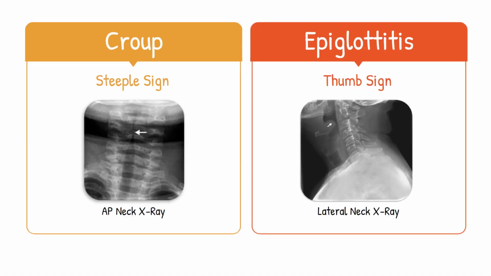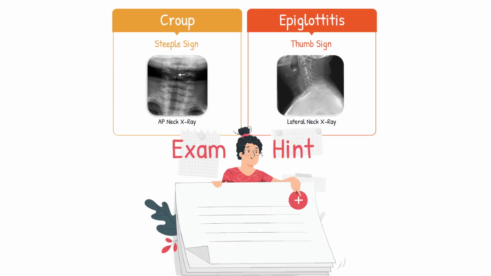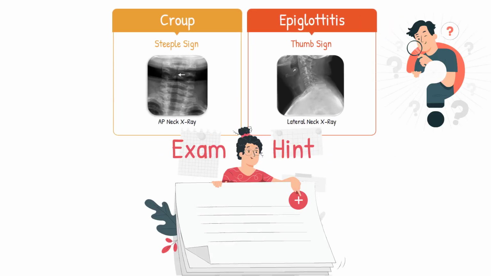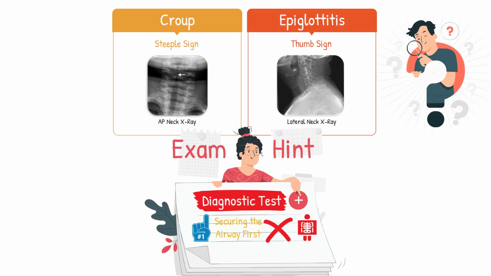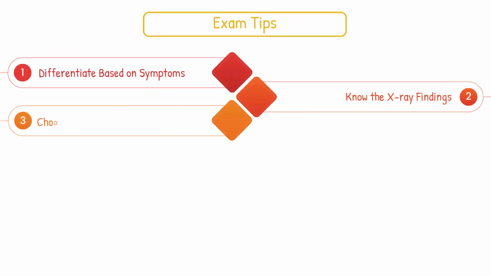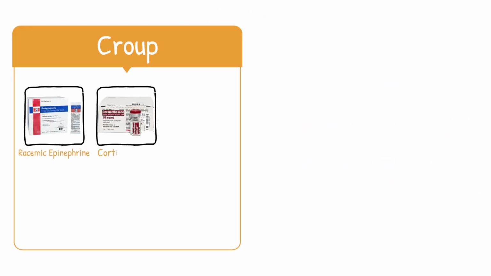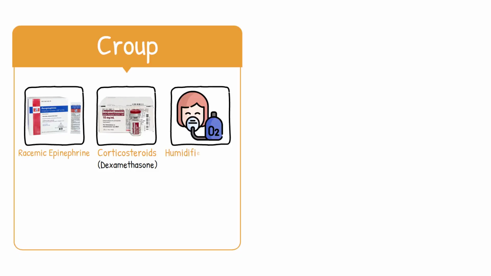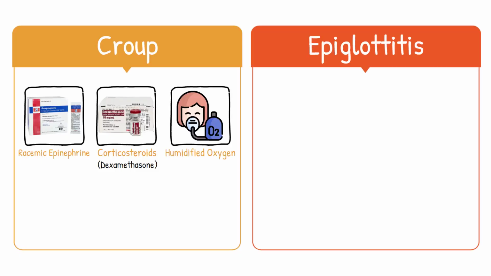However, here's a key exam tip. If epiglottitis is suspected, securing the airway must always come before imaging. Never choose X-ray as the first step in the diagnostic process for epiglottitis. Croup treatment focuses on reducing airway inflammation and includes racemic epinephrine, corticosteroids, and humidified oxygen. Epiglottitis, however, demands immediate action to protect the airway.